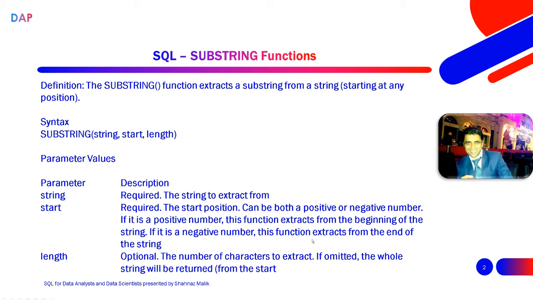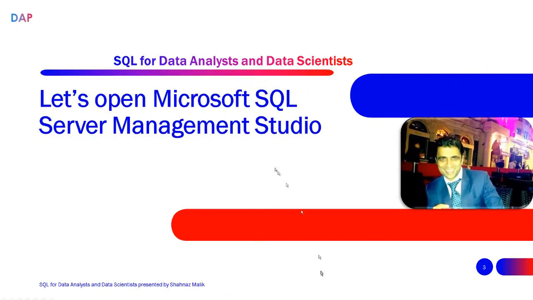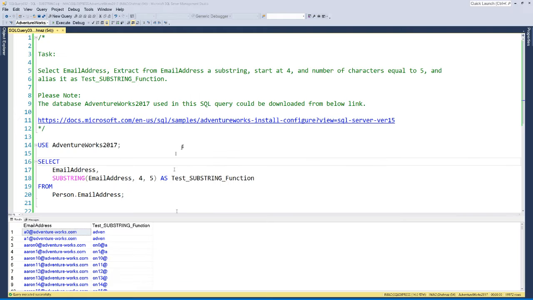Now let's open Microsoft SQL Server Management Studio and see how to do it. Here I have a simple task for you. I'm going to select the email address and extract from it a substring which will start, for example, at 4 with the number of characters equal to 5, and I will alias it as test substring function, just to give a name to that column.